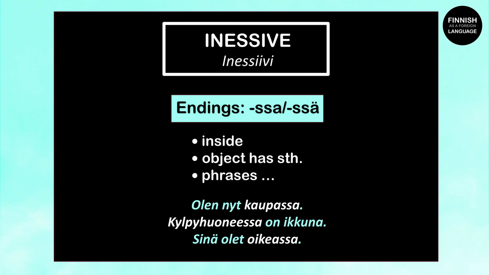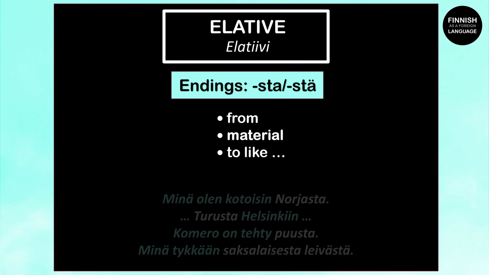We move on to the next case, the elative. The elative does end either in sta or stä, and it can be used to express from somewhere, or when we want to say that something is made of some specific material, or when we also want to say that we like something, and more. Minä olen kotoisin Norjasta means I'm originally from Norway. So Norjasta is the elative case here of the word Norja, which means Norway. Minä olen kotoisin Norjasta. I'm originally from Norway.